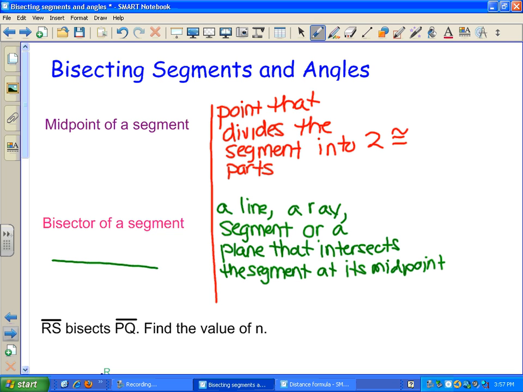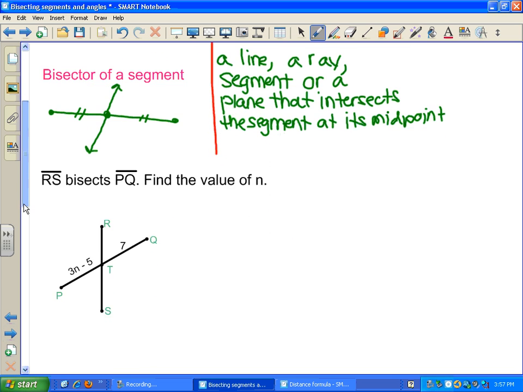So for example, if this was my segment, here is my midpoint, and I know it's my midpoint because I've labeled each part of that segment as congruent. And that is a line that bisects the segment. So let's take a look at a problem here.